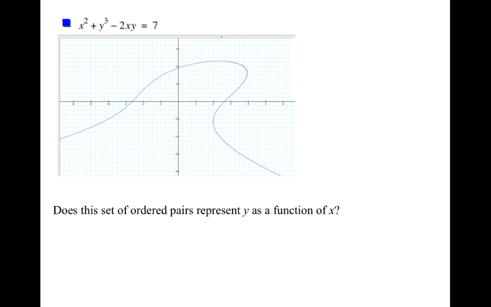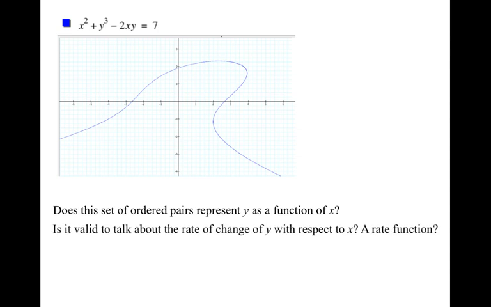Does the set of ordered pairs represent y as a function of x? For a given x, do you only get just one y? Always? No, you can see lots of x's there, around 2, 3, 4, where you're getting more than one y, so it's not. Okay, what about the rate of change of y with respect to x? Is it valid to talk about the rate of change of y with respect to x, or a rate function? Is that valid?